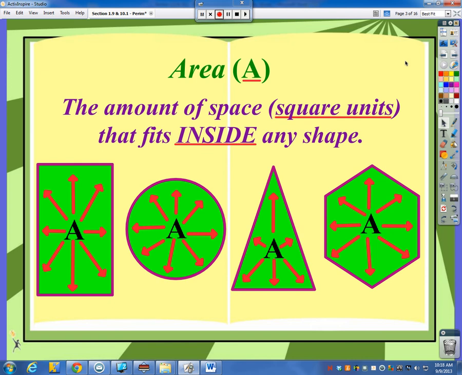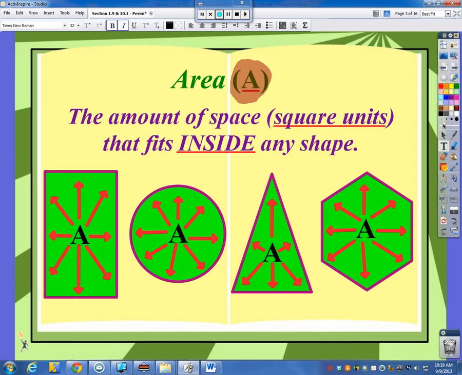An area is the amount of space in square units, whether it's square inches, square centimeters, square miles, whatever the unit may be, that fits inside any shape. Now, this doesn't have to be just polygons. So notice I did include a picture of a circle here. We can talk about area. And we designate area with a capital A. Surprise, surprise.